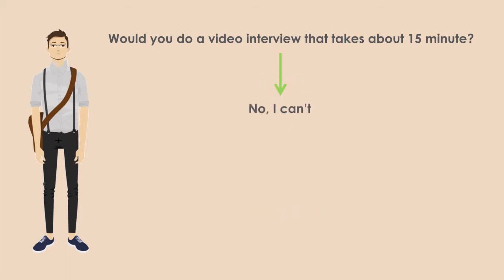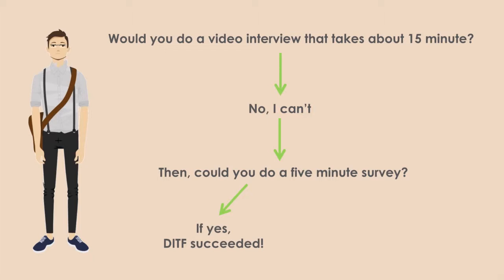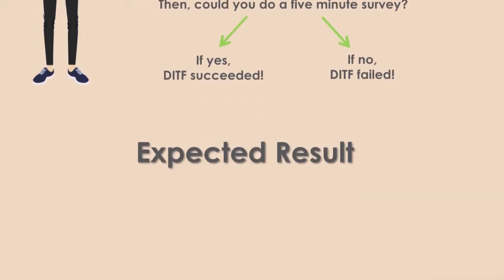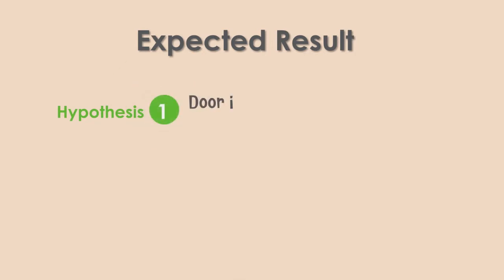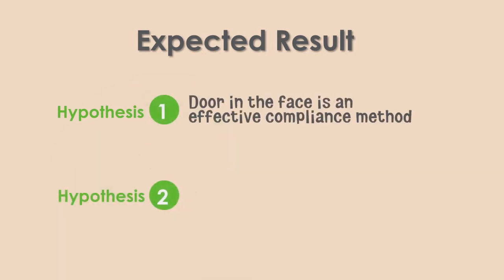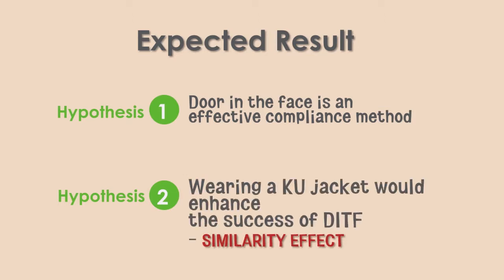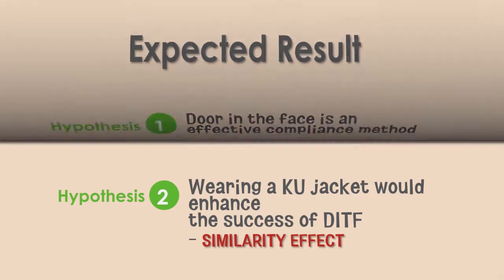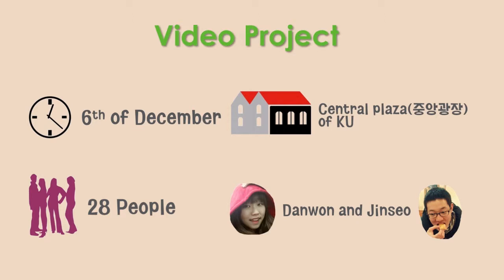However, when they answer no, we will then ask them again if they can do a 5-minute survey. If the subjects say yes, the door-in-the-face would be working. But if they say no, door-in-the-face has failed. By this experiment, we try to test two hypotheses. First hypothesis is whether door-in-the-face is really an effective compliance method. And secondly, whether wearing a Korea University jacket, which is an indicator that we attend this university, enhances the success of the door-in-the-face strategy. By this, we are trying to test similarity effect, whether people are more favorable toward people who are similar to them. We did our project on 6th of December in Central Square of Korea University. We tested 28 people whose outcomes were meaningful, and the interviews were done by Tanon and Jinso respectively.